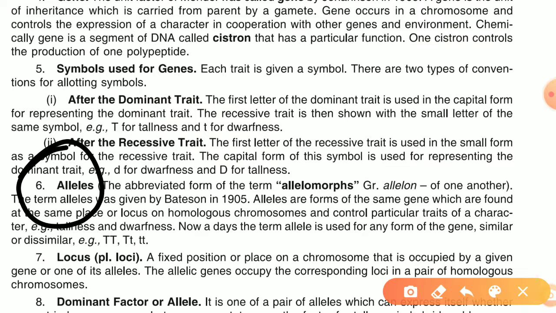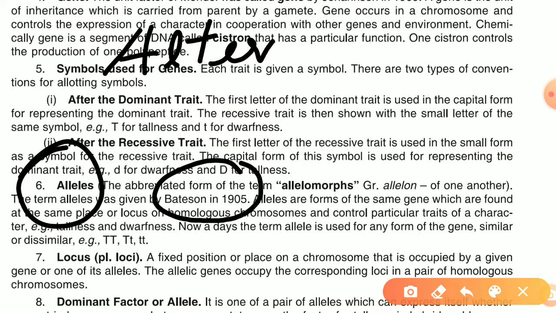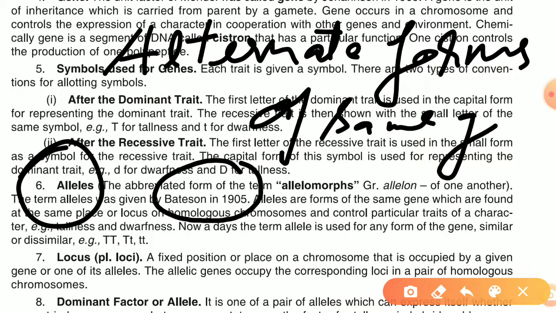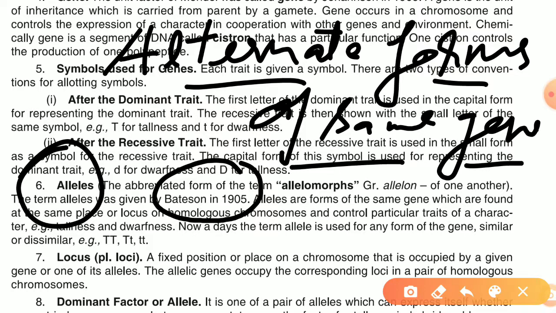What is allele actually? What is allele? Very important, and you should know in NEET it is important that who has given this term. It was given by Bateson in 1905. Allele क्या होता है? Alleles are alternate forms of same gene. That is called allele. मतलब एक ही जीन की जो अल्टरनेटिव फॉर्म्स होती हैं, that is called allele.